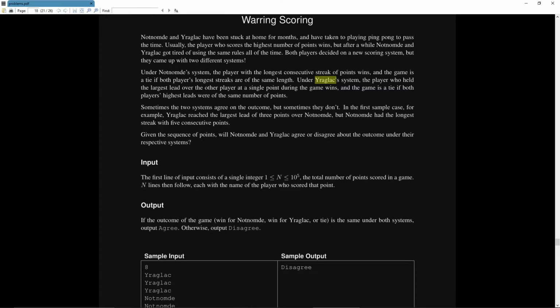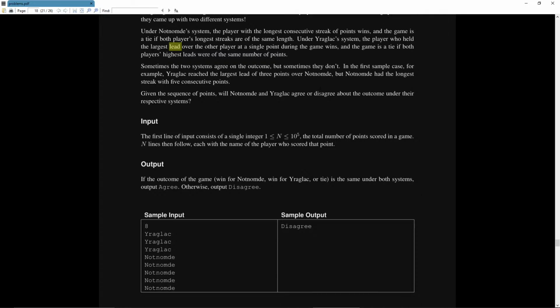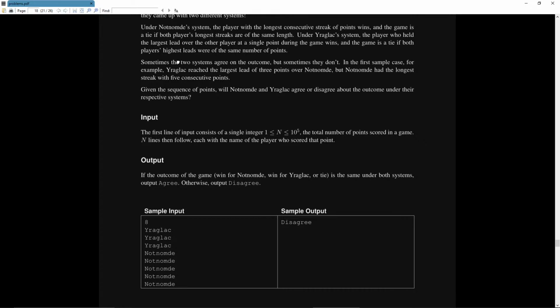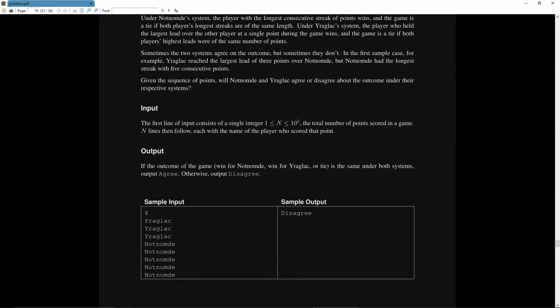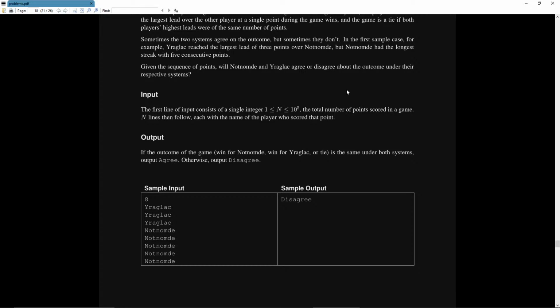And both systems also have the possibility of a tie. Like if the longest consecutive streak was the same in both cases, then it's a tie. Or if both players at some point held their maximum lead equal to each other, then that would also be a tie. So sometimes the two systems agree and sometimes they don't. And the idea of this problem is just, okay, let's figure out when do they agree and when do they not agree.